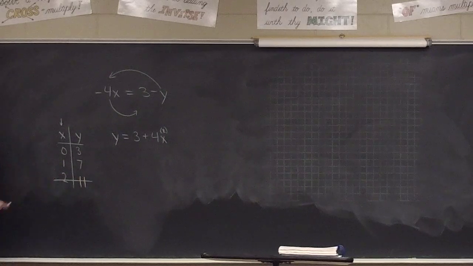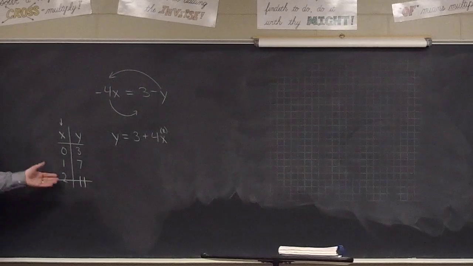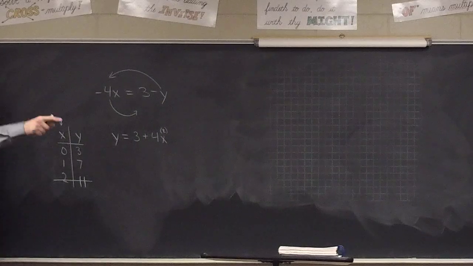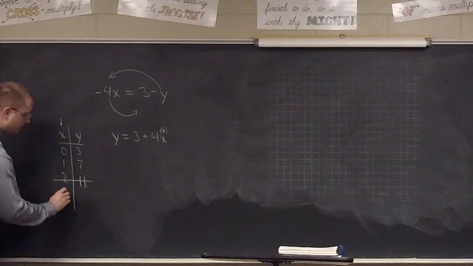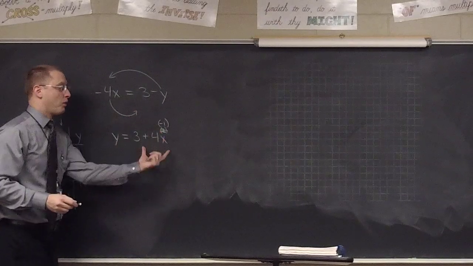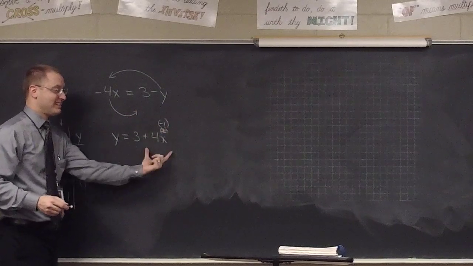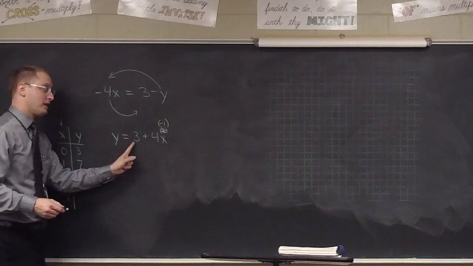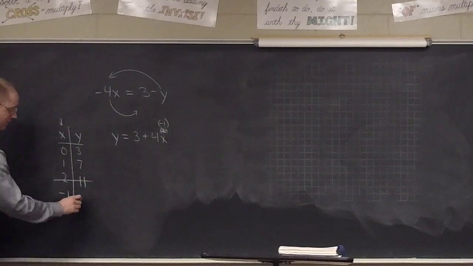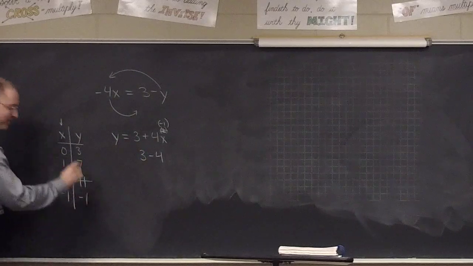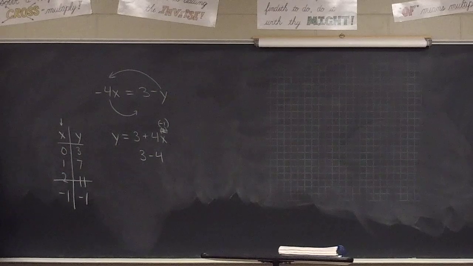What could I do then? I mean, if I keep plugging like a 3, a 4, a 5, it's just going to make the problem worse. I could plug in a negative 1. That would give me what right here, class? Negative 4 plus a 3 gives us negative 1. 3 plus negative 4 is negative 1. Be careful with your signed numbers here.